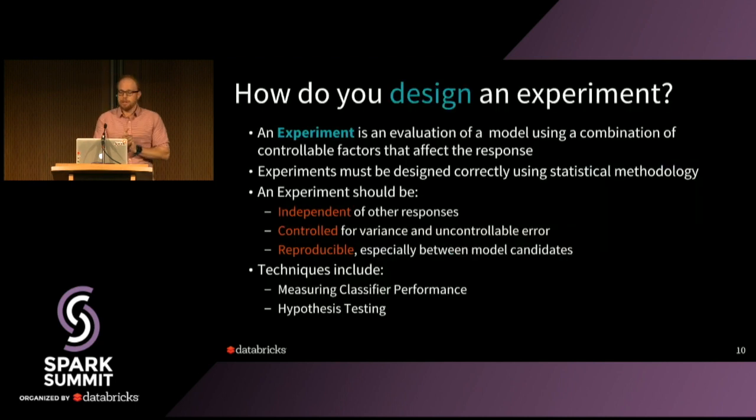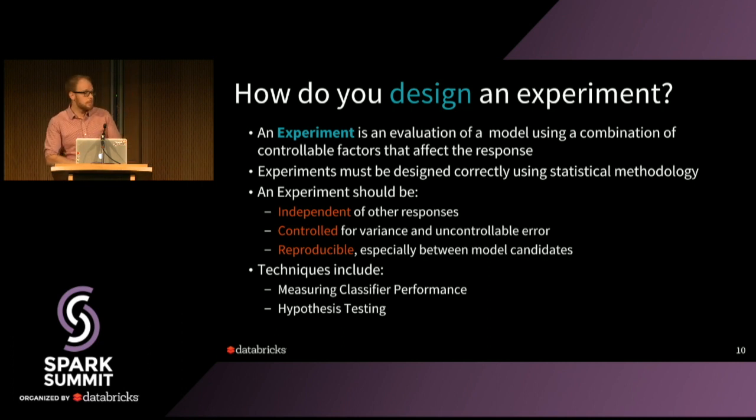So when we talk about designing an experiment, we want to have some way to manipulate the factors that we have control over, collect responses, and then do something with those responses. Statistical methodology gives us a bunch of ways to use those responses to obtain conclusions about our model's performance.